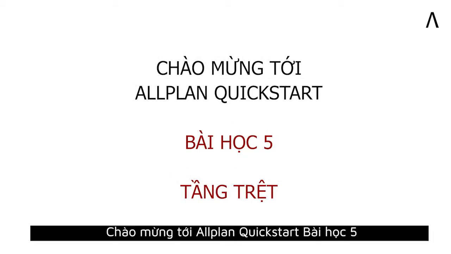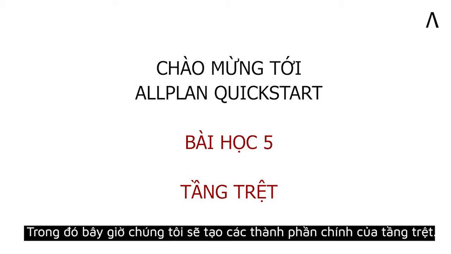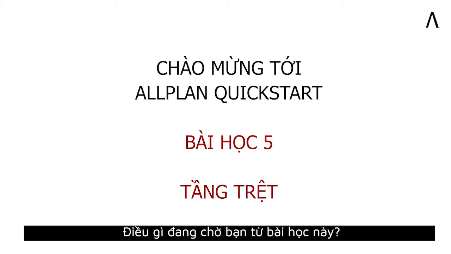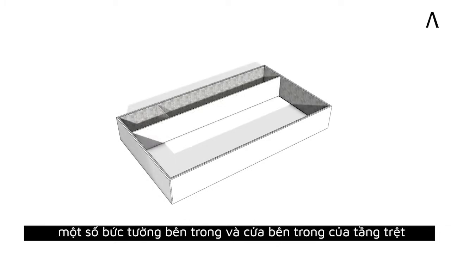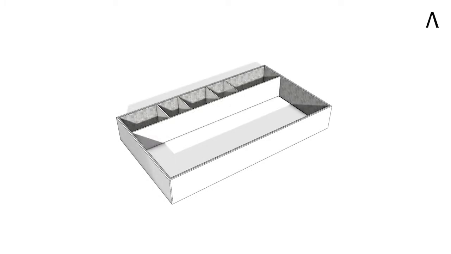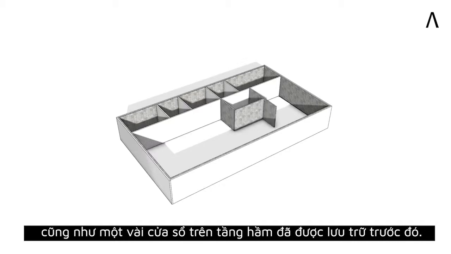Welcome to the Allplan Quickstart Lesson 5, in which we will now supplement the main components of the ground floor. What should you expect from this lesson? In this lesson, we will create the ground floor exterior walls, several interior walls and interior doors, as well as a couple of windows on the stored basement.